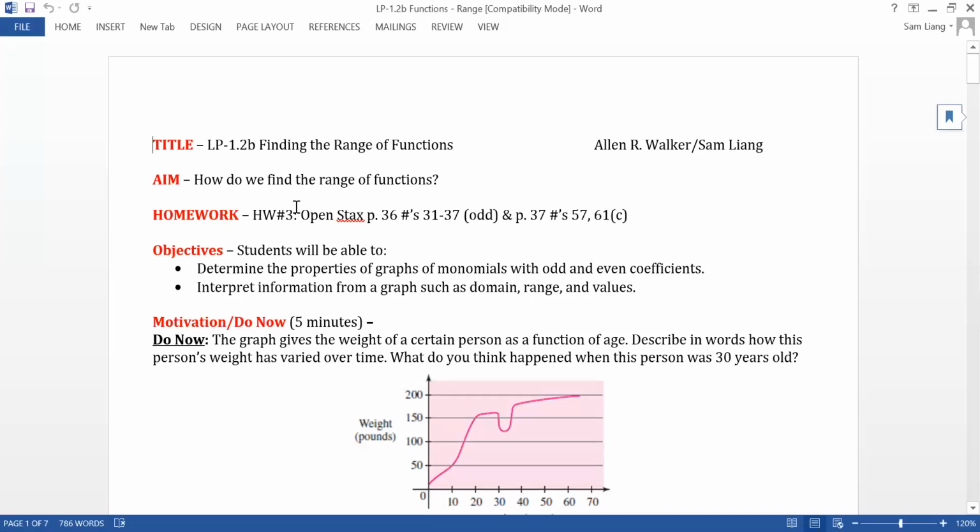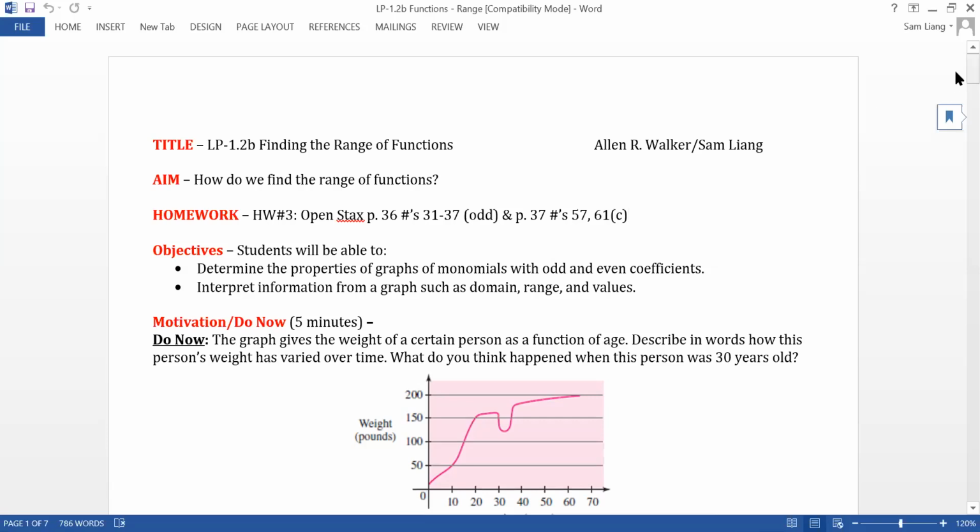Homework number 3, the one that corresponds with this lesson, is in our open source textbook, page 36, numbers 31 to 37 odd. So that's 31, 33, 35, 37, and page 37, numbers 57, as well as 61C. 61C, by the way, is a continuation of the problem from homework number 2. So I told you guys to ignore range, but today, since we're talking about range, I want you guys to complete that problem.